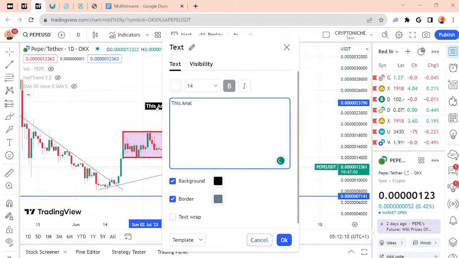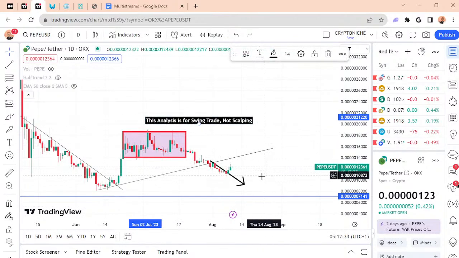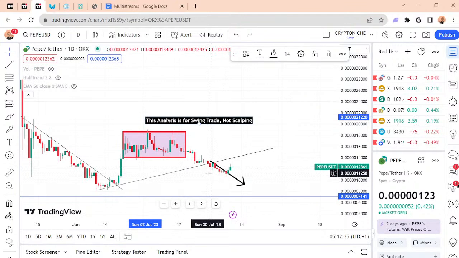So this analysis is for swing trade, not scalping. Okay, not scalping. So you have to be aware of that. It's for swing trades and not scalping. All right.